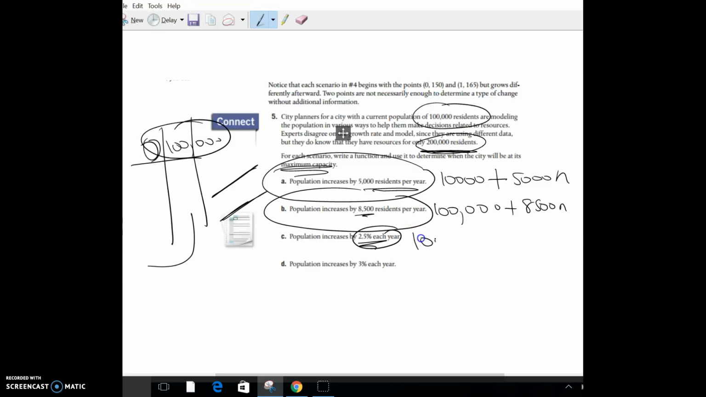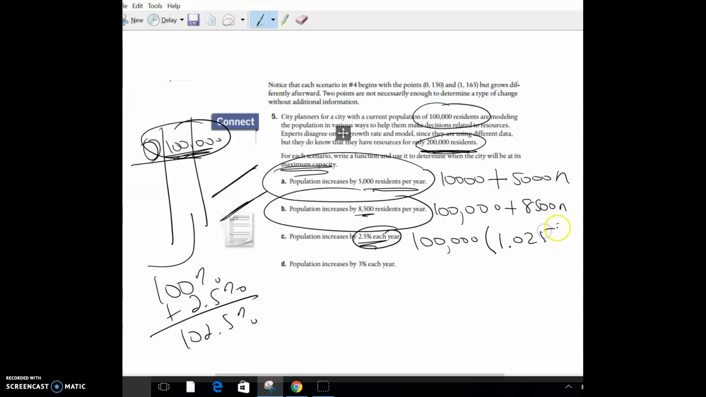So my starting amount is 100,000. My multiplier is what? Well, I have 100% of the people I'm keeping, right? Kind of like Ankeny, it keeps growing. I'm adding 2.5%, so that's 102.5%. So my multiplier is 1.025 in decimal form. And it's exponential, so your n, your variable, is up in the exponent, because you're repeat multiplying all the time.